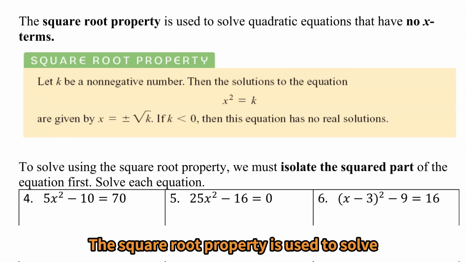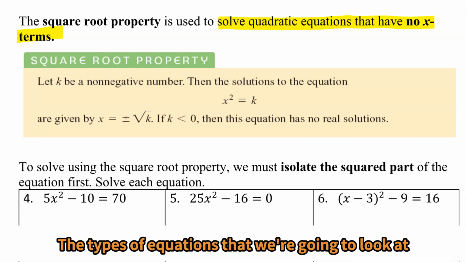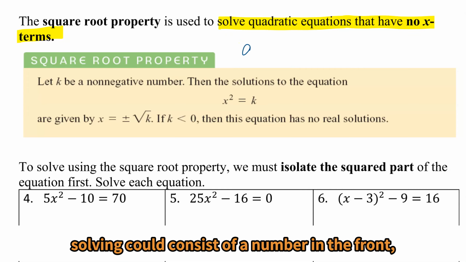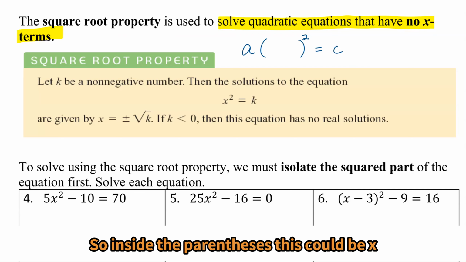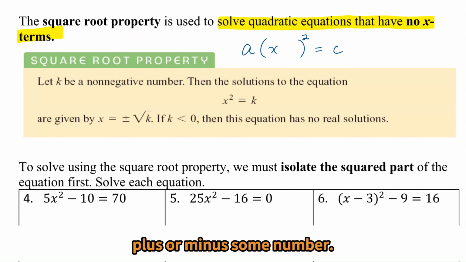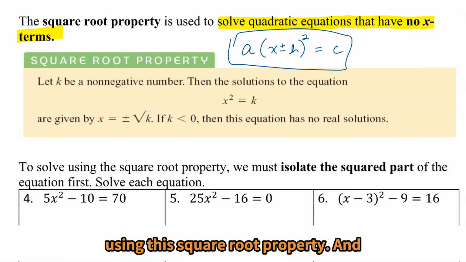The square root property is used to solve quadratic equations that have no x terms. The types of equations that we're going to look at solving could consist of a number in the front, some quantity with x in it, squared, equals another number. So inside the parentheses, this could be x plus or minus some number. It doesn't really matter what that number is. But this is the most general form that we can solve using this square root property.